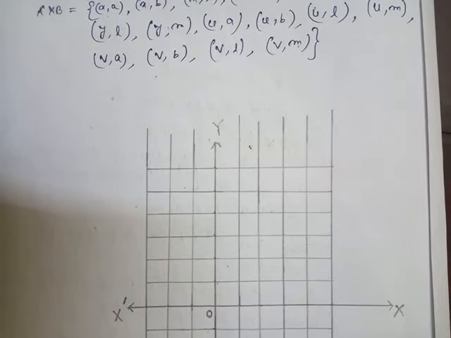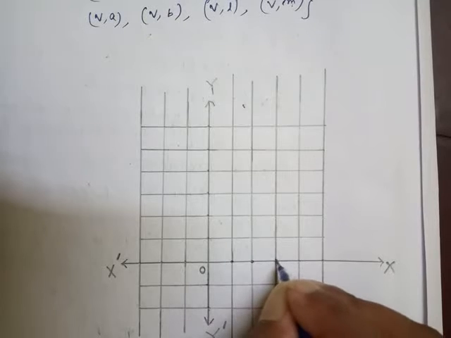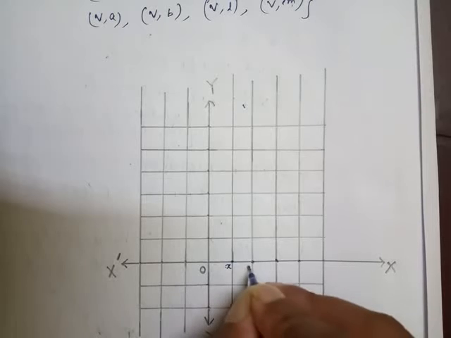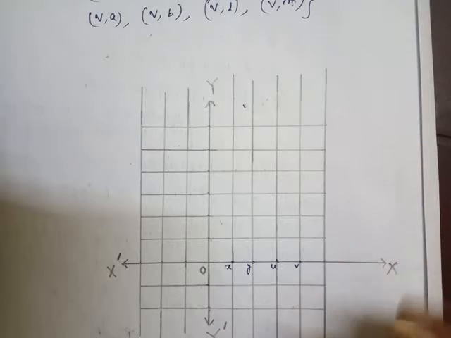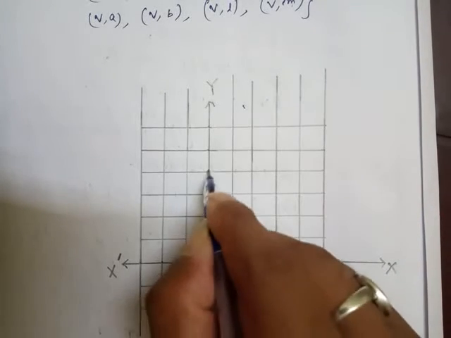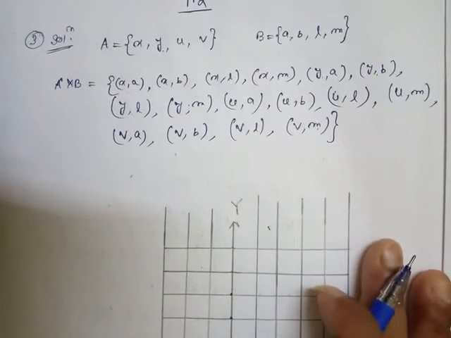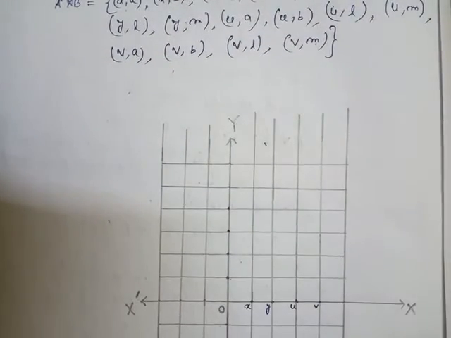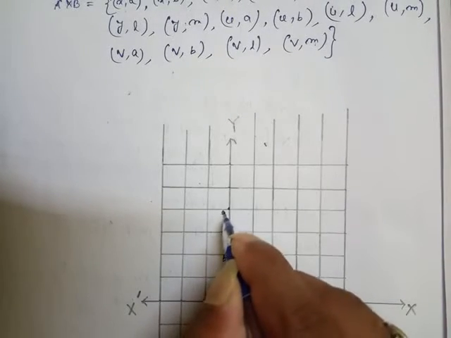Now let's have a look. This is the point which I am taking for plotting the elements of A, which means x, there is y, there is u, and there is v. Similarly here I will plot the elements of B, which are a, b, l, m. So I will put here now a, b, l, m.